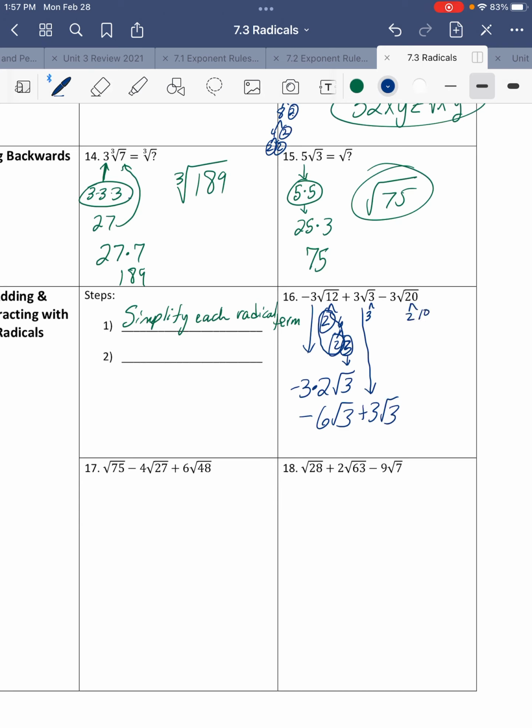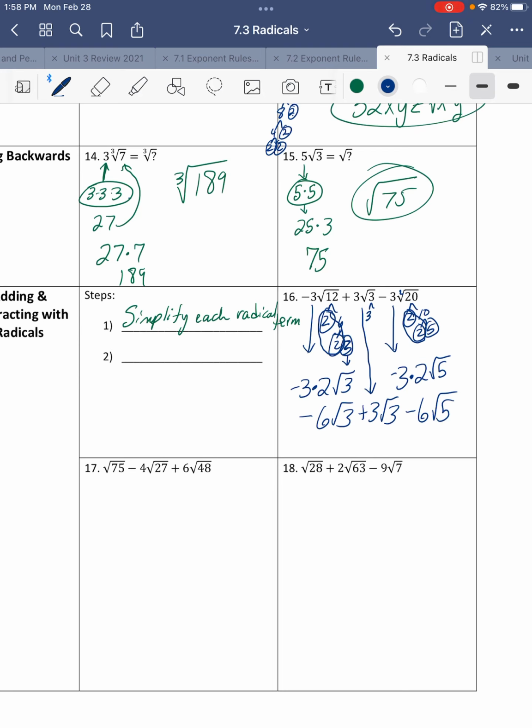The 20 can get broken down to 2 and 10. And it's a square root, so we're looking at pairs, so that 2 is going to come out. The negative 3 is going to come down, so we're going to have negative 3 times the pair of 2's. 2 is going to come out, square root of 5. Negative 3 times 2 is negative 6 square root of 5.